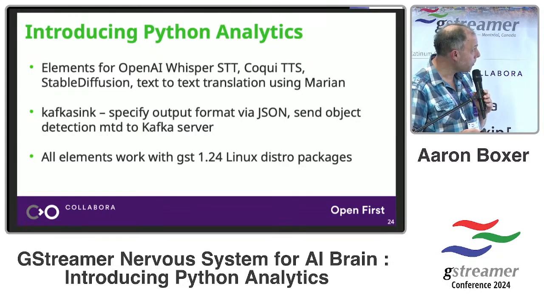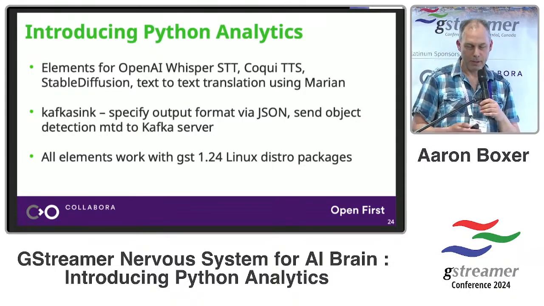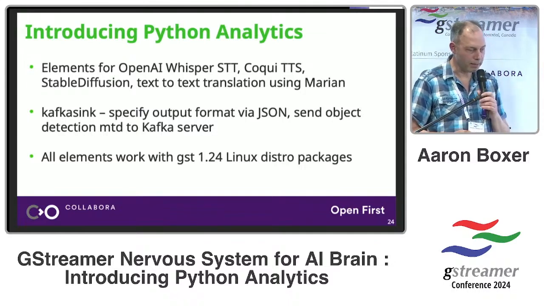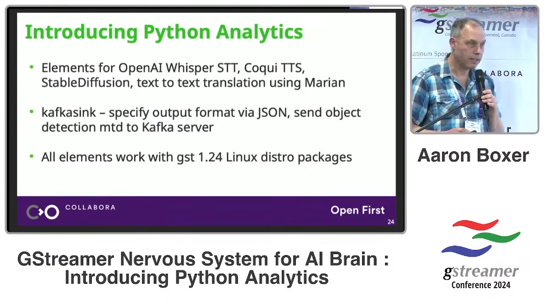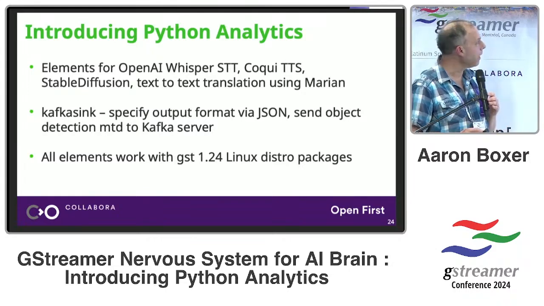Stable Diffusion is supported. There's an element that will create a picture for you if you send it text in a pipeline in GStreamer. You can ask it to create something, and it will generate the image and pass that down in the pipeline. We also support Kafka servers. If you want to send metadata out into the cloud, then you can use this new Kafka sink that will communicate with a Kafka server that's working.